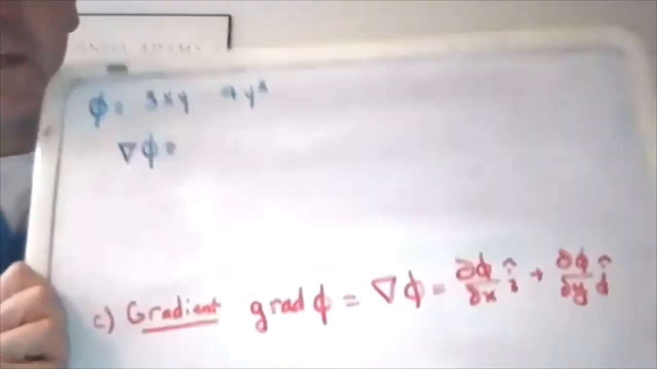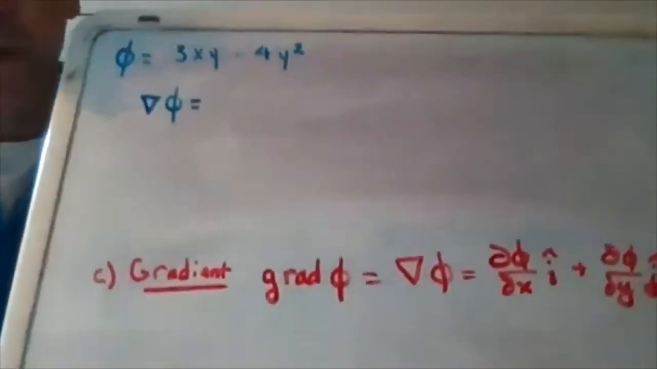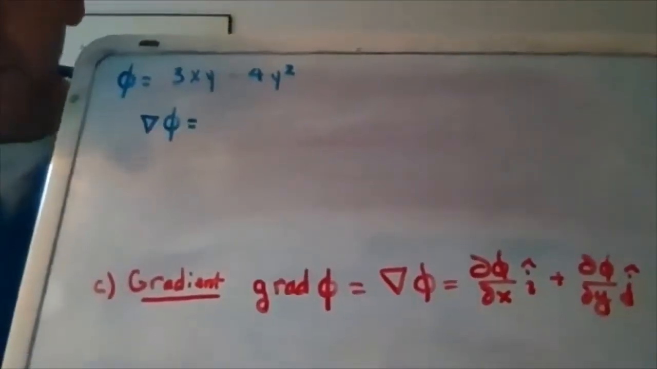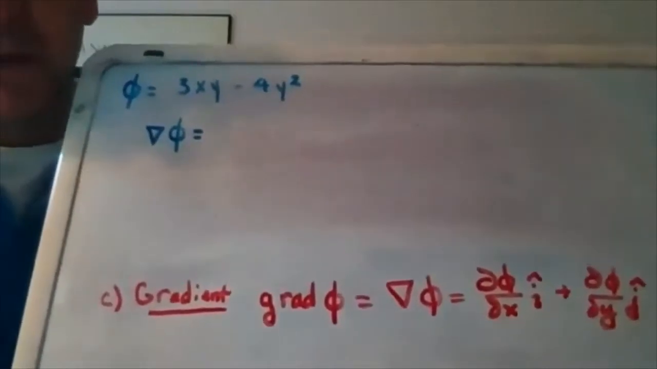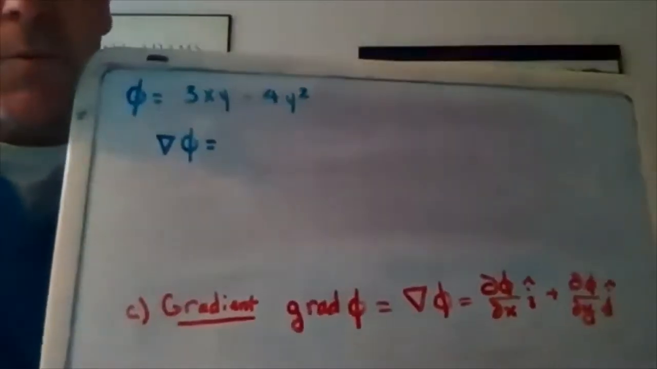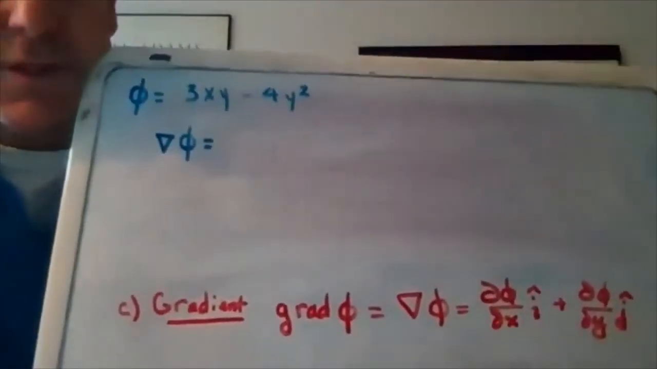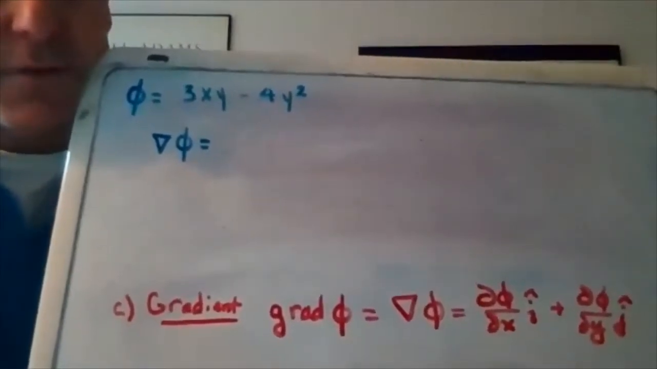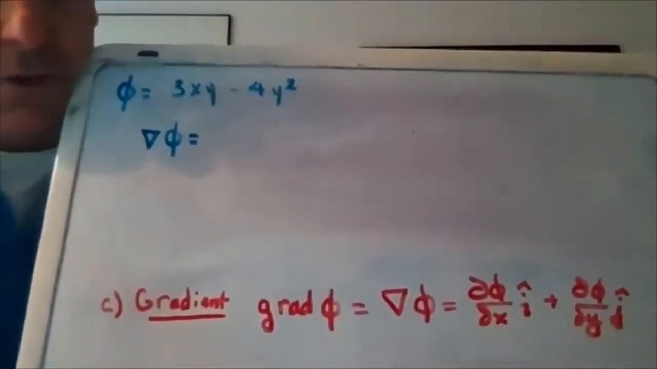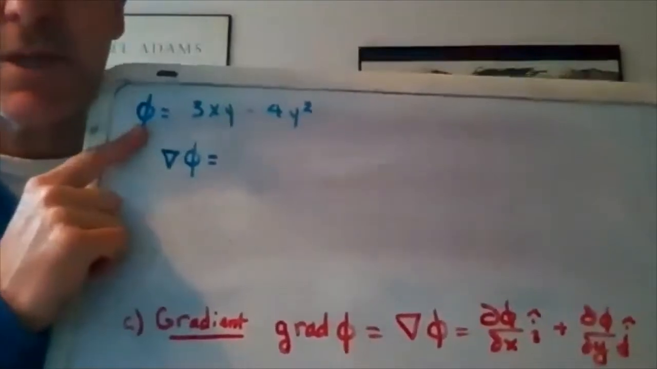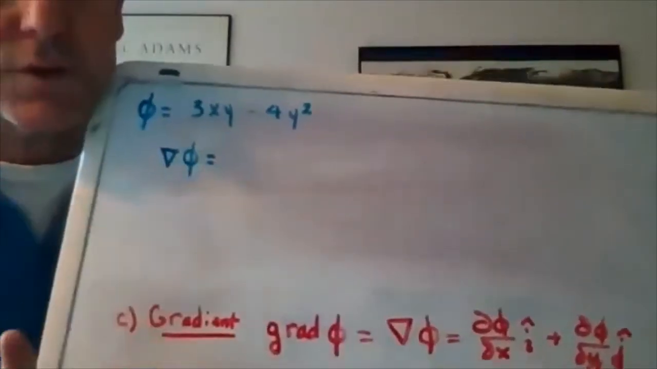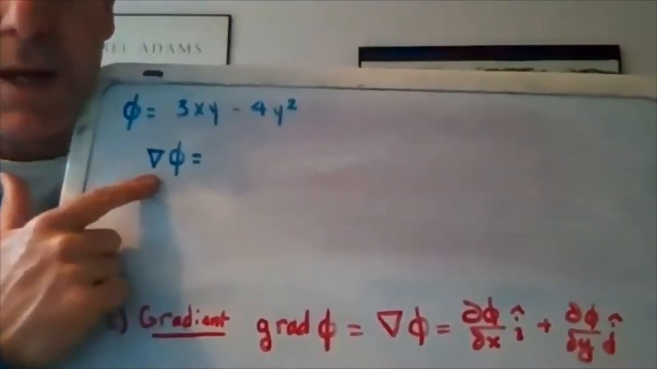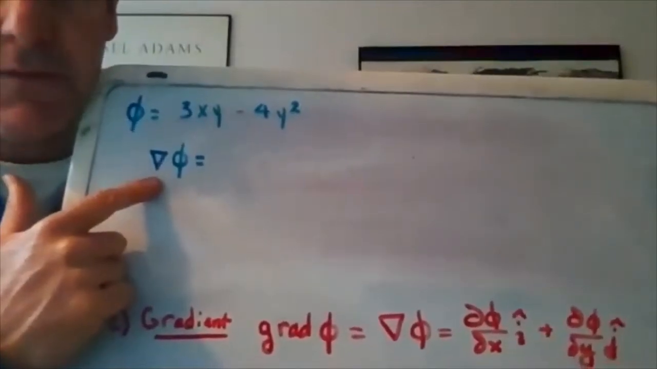Okay, so we've done lots of stuff with the curl, and we've done lots of stuff with the divergence, even though we haven't called the divergence the divergence. But what about with the gradient? So let's just do a quick example and see if we can work it out in our head. I've got a velocity potential function, 3xy minus 4y squared. And what is the gradient of that function?